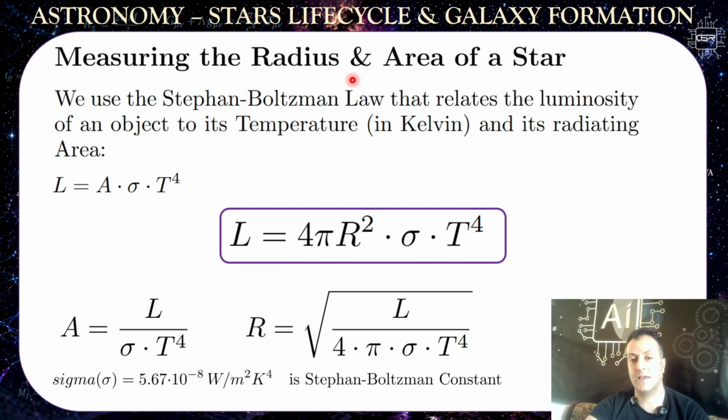Measuring the radius and area of a star. We use the Stefan-Boltzmann law that relates the luminosity of an object to its temperature in Kelvin and its radiating area.